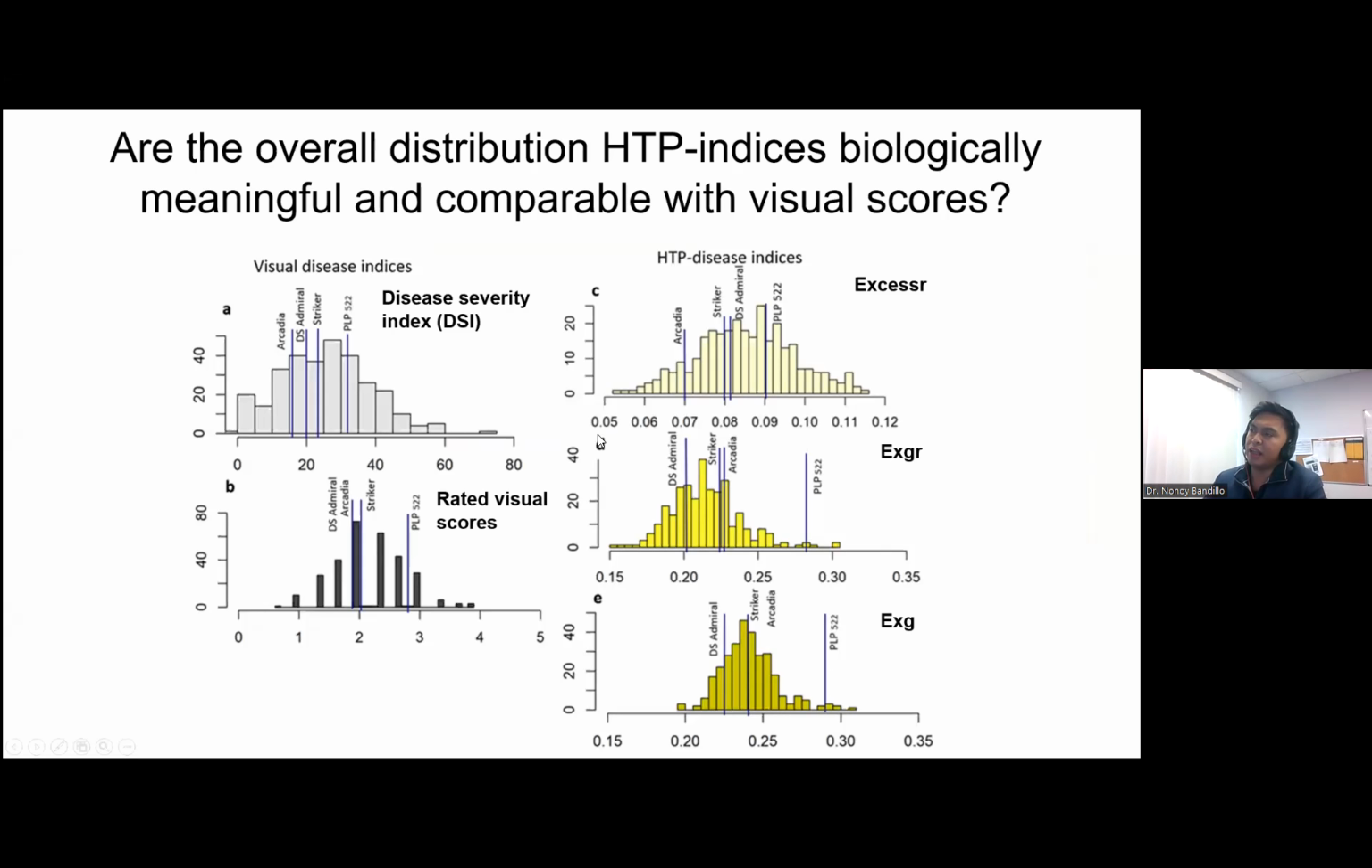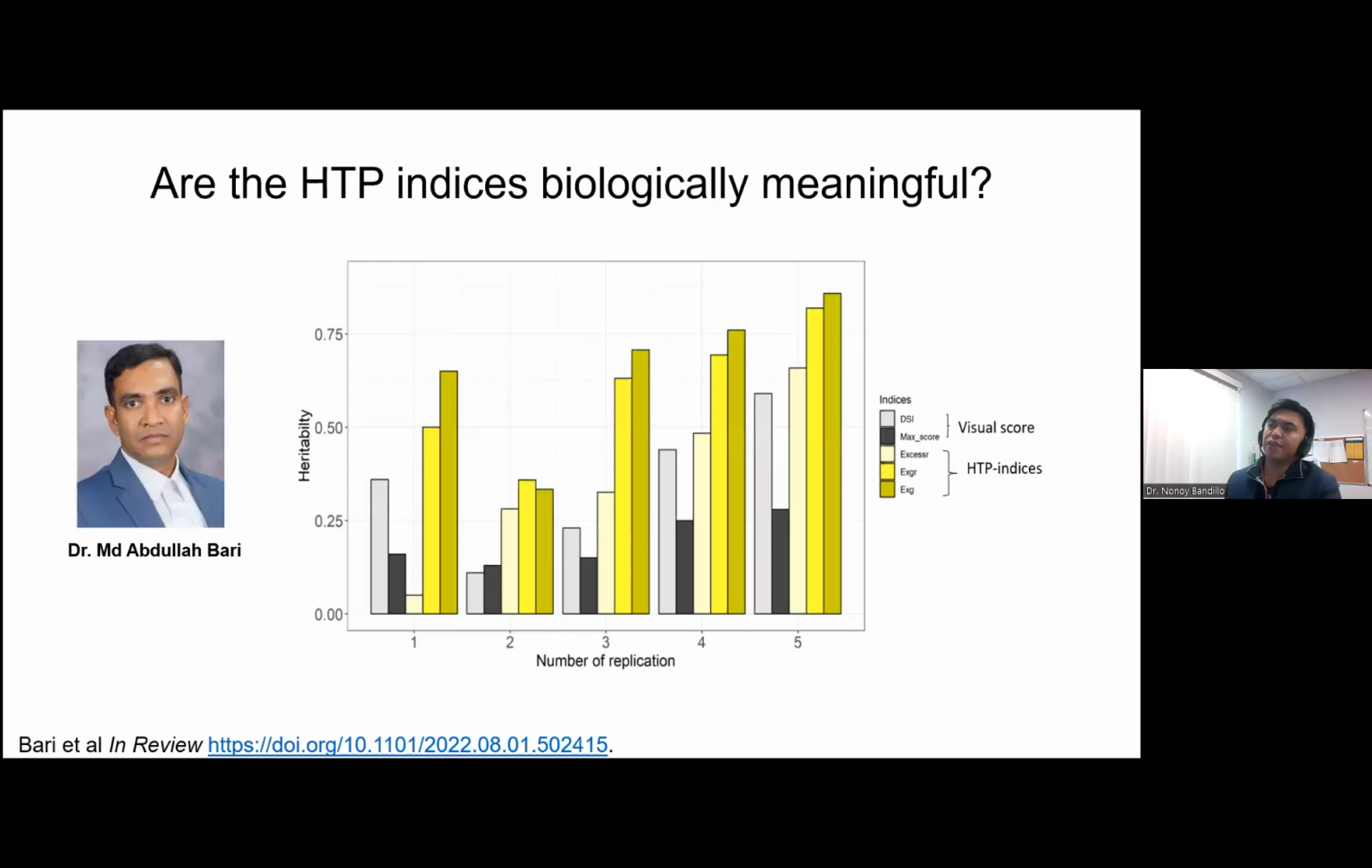And the first question we got is, are the distributions biologically meaningful and maybe comparable with visual scores? I think the short answer is yes. There's some good correspondence between the HTP indices and the visual indices, including the disease severity index and the rated visual scores. It seems to me they are all following a normal distribution, which is a typical characteristic of a complex trait.